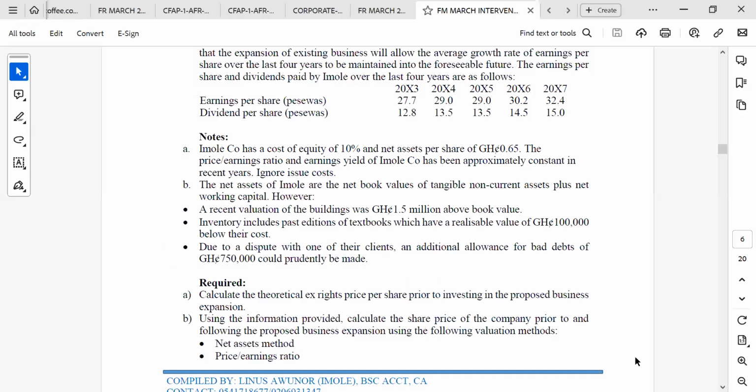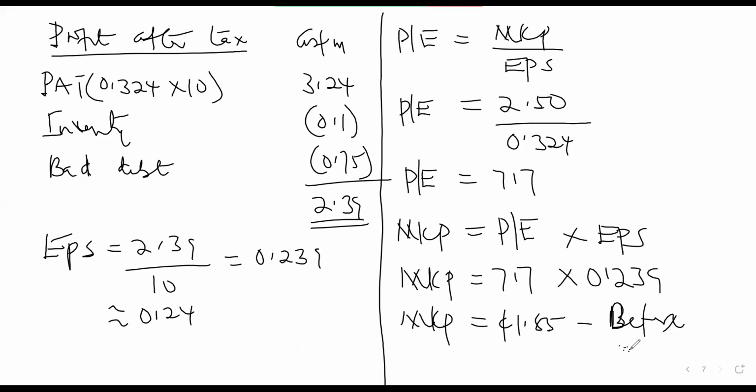Please, it's 1.8, not 1.85. I'm calculating 7.7 times 0.239 and I'm having 1.84. Yes, okay.